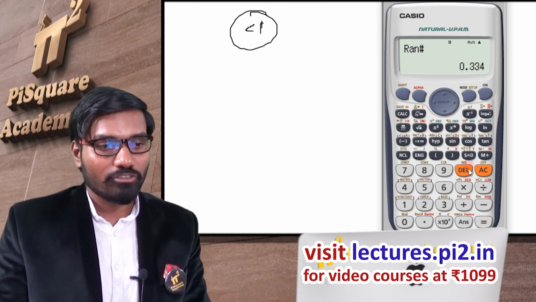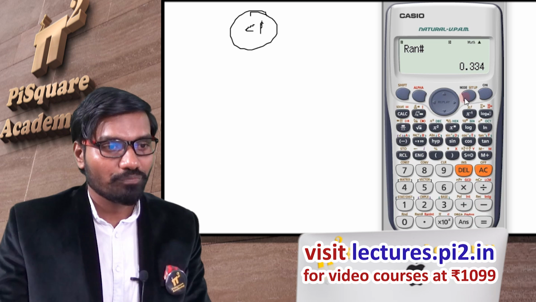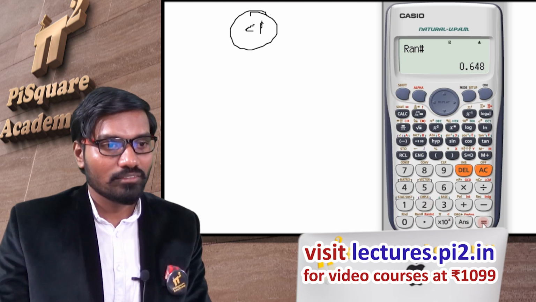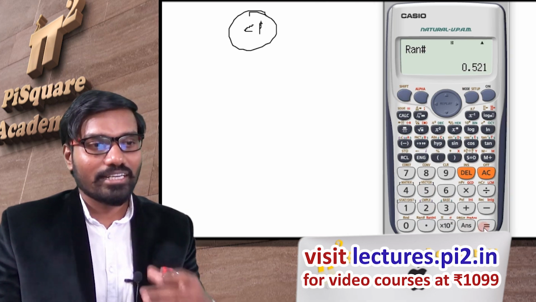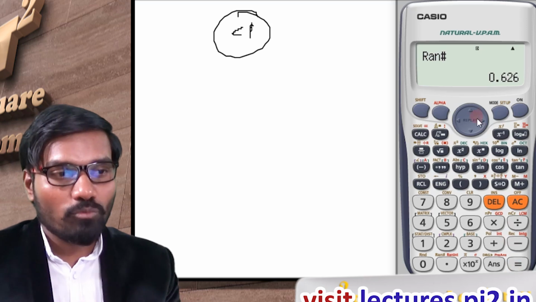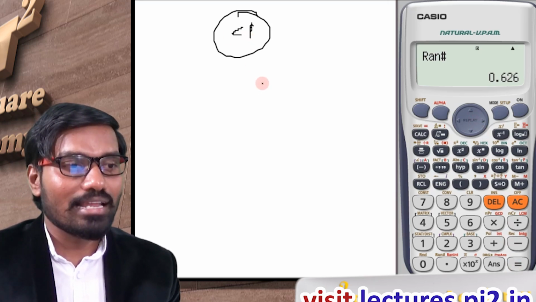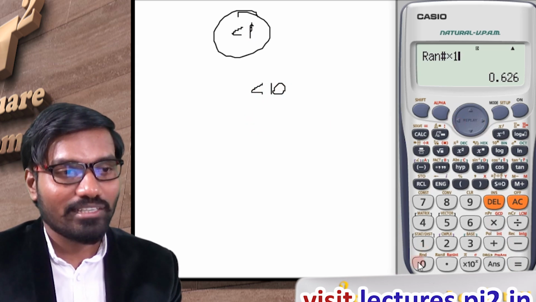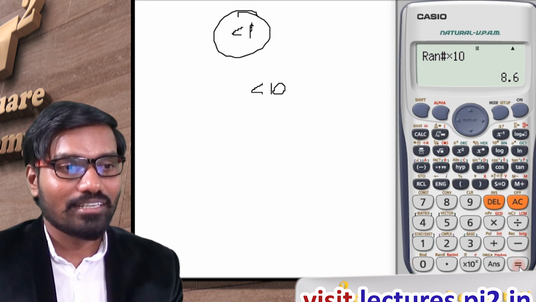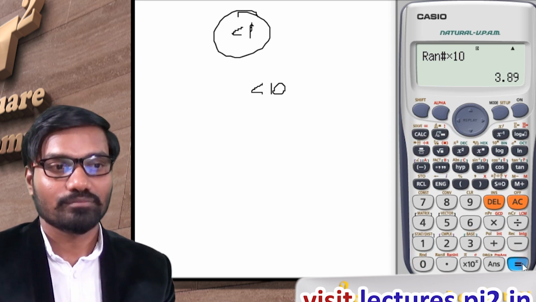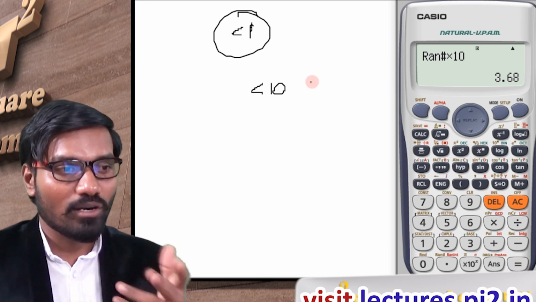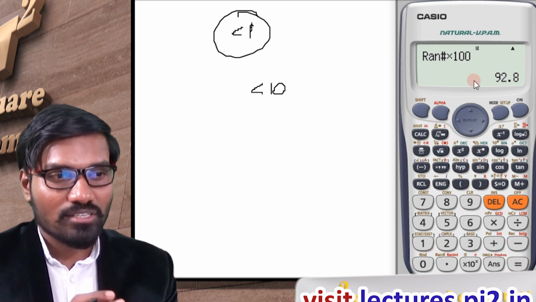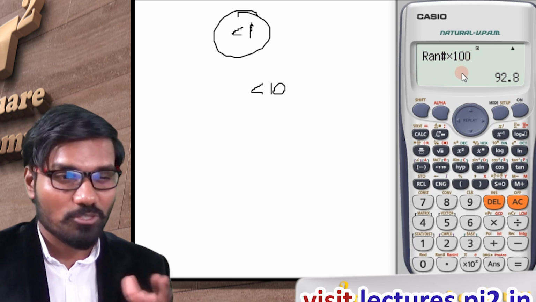If you keep pressing equals, let me change it to line IO. Now random number, see, it will keep generating some random value. Suppose you want not less than 1, if you want less than 10, then what you will do? You simply multiply this random number with 10. Then you will get some value less than 10. If you want less than 100, you multiply with 100. Sometimes this is required for some analysis. This random number also is required. You can also make use of it.